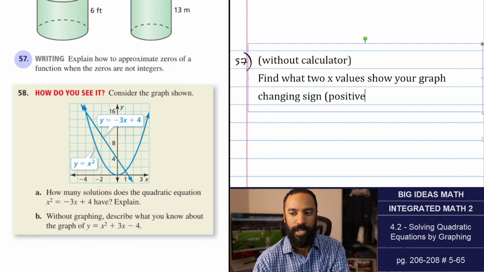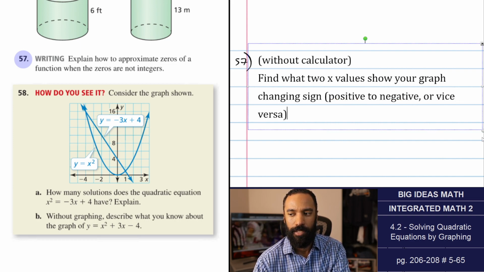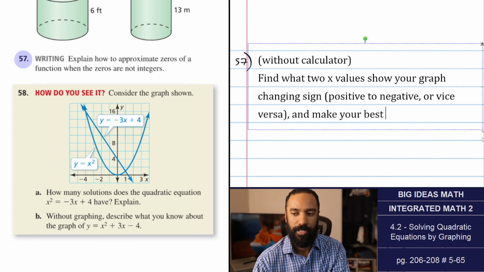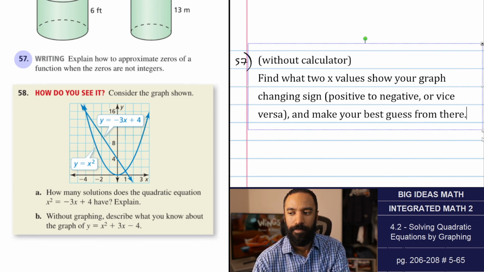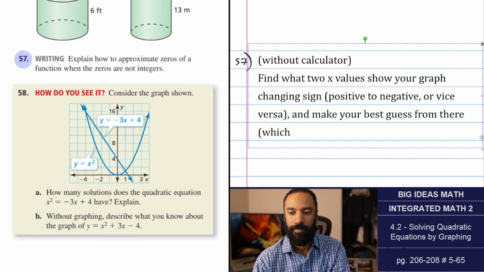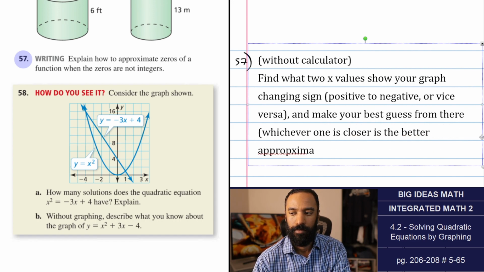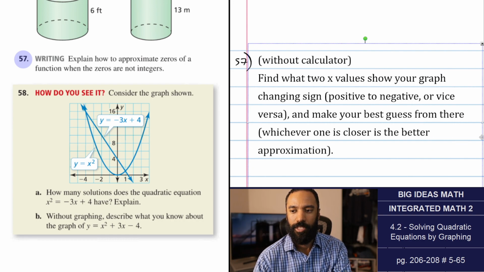So positive to negative, or vice versa, negative to positive. And make your best guess from there. Like, which one's closer? Okay? That's without a calculator.